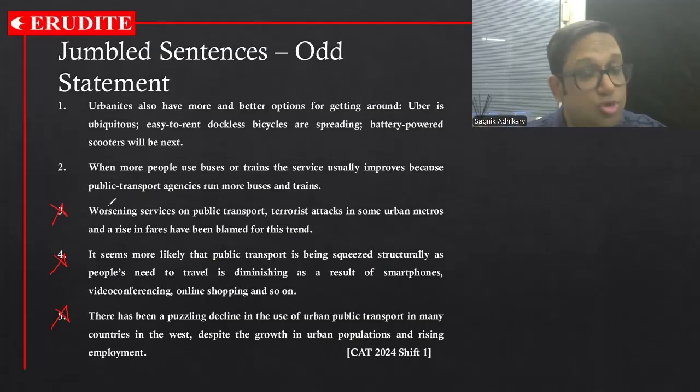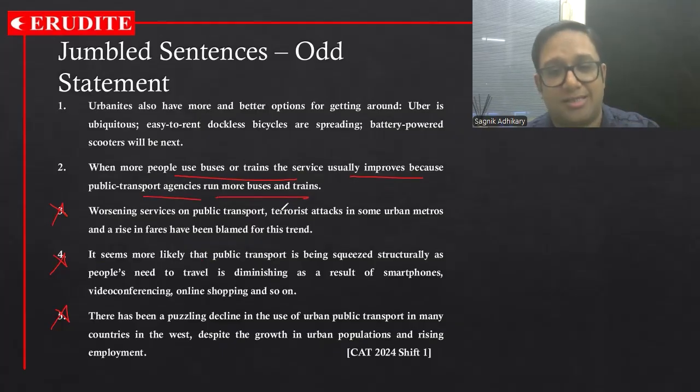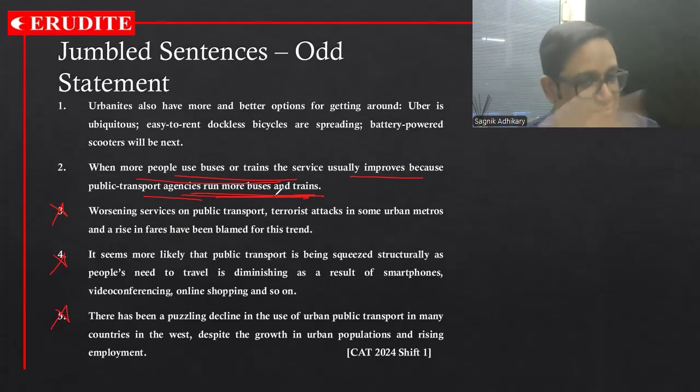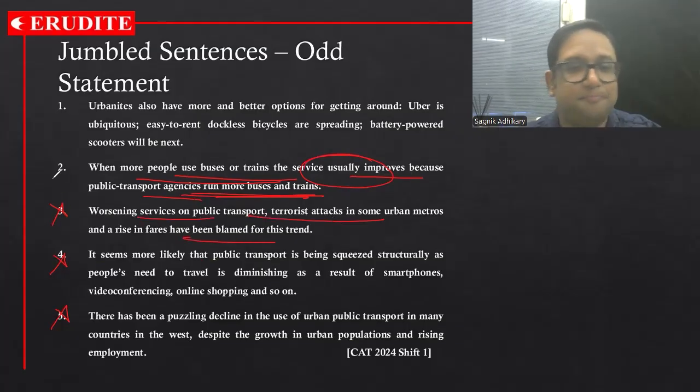Between 1 and 2, 2 goes directly opposite to this. "When people use buses and trains, the service usually improves because public transport agencies run more buses and trains." One, we are talking about increasing the number of buses and trains that are being run, first off. Second, we're talking about people using buses and trains, which there is a trend against in the other statements. Third, "services usually improve" is almost directly contradictory to this statement.